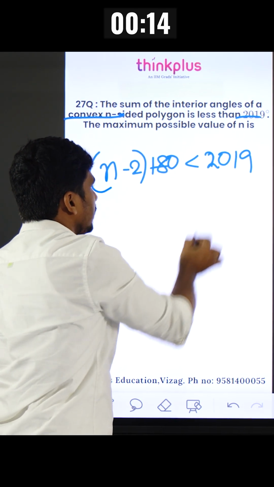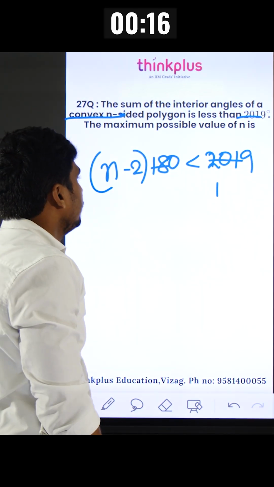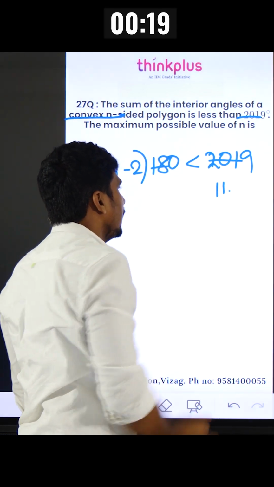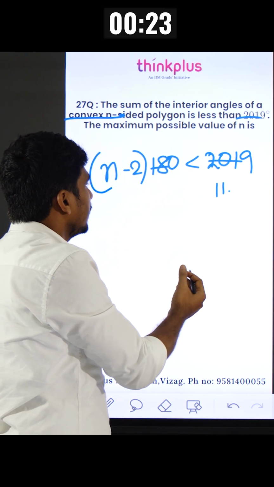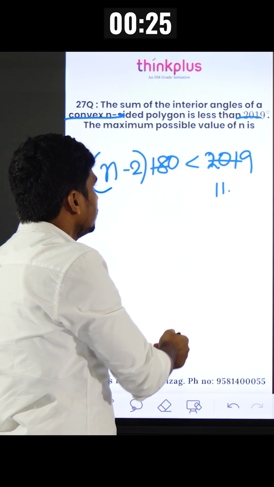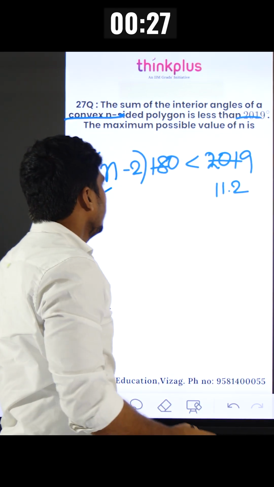So let's cancel this 180. 180 ones are 180, and we are left with 219, again one time. And out of 219, 180 has gone, that is 20, and this is 19. The total is 39, exactly, almost 2 times 11.2, I'm getting.